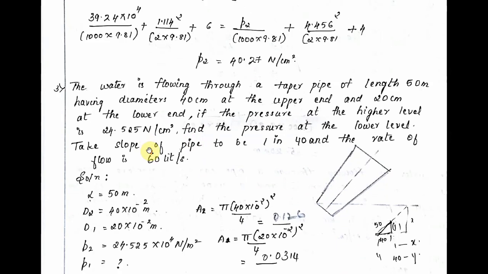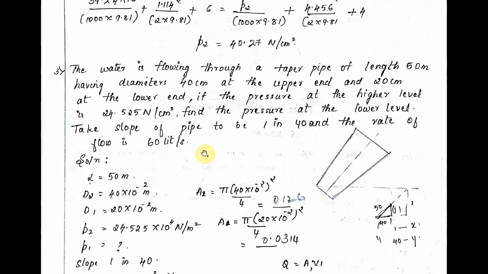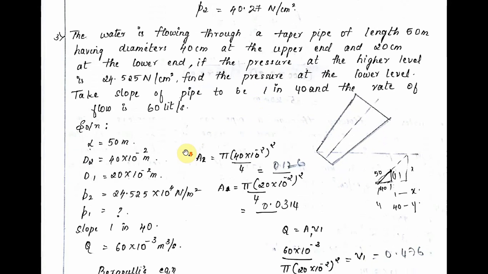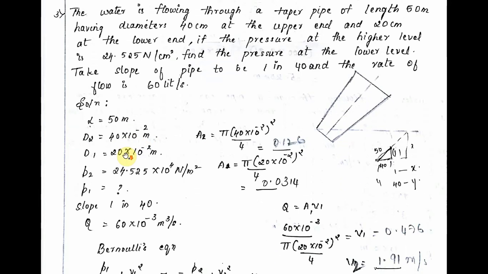Next, water is flowing through a taper pipe of length 50 meters and diameter 40 centimeters at the upper end and 20 centimeters at the lower end. If the pressure at the higher level is 24.525 Newton per centimeter square, find the pressure at the lower level. Take slope of the pipe to be 1 in 40 and the rate of flow is 60 liters per second.